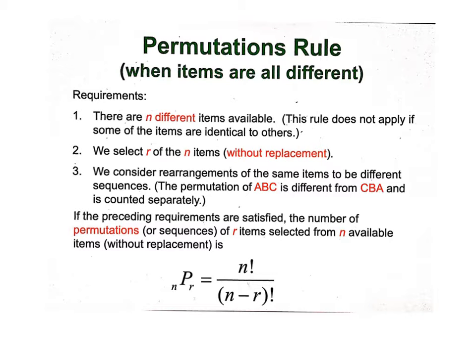Permutation rule, 3 parts to it here. The first one, number 1, there are n different items available. They must be different. Like there are 9 different people sitting at my chairs in my classroom. The same person is not sitting in 2, thank goodness.